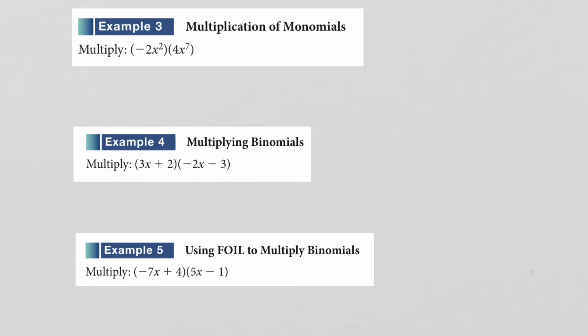Now let's do some multiplication examples. Multiplying monomials is a pretty simple process. When you're multiplying two monomials together, we are simply going to multiply the coefficients together. So -2 times +4 is -8. And then for the other part, x squared times x to the 7th, what you do there is you simply remember your properties of exponents. So we're going to add the exponents, and that will give us -8x to the 9th power.